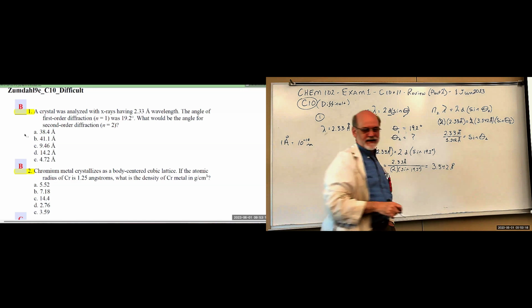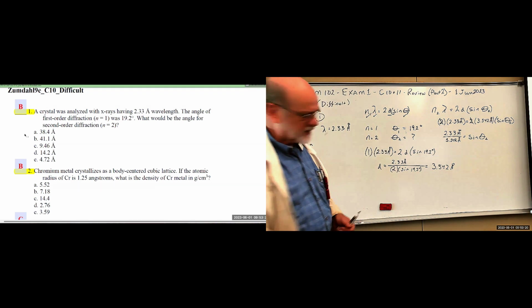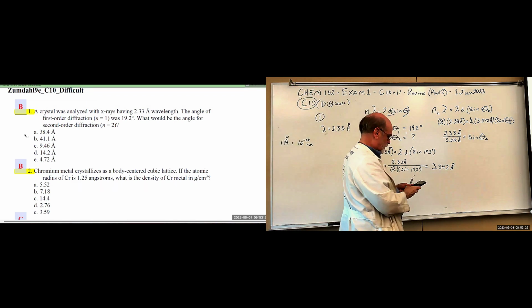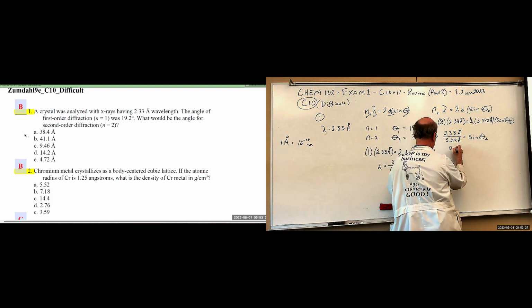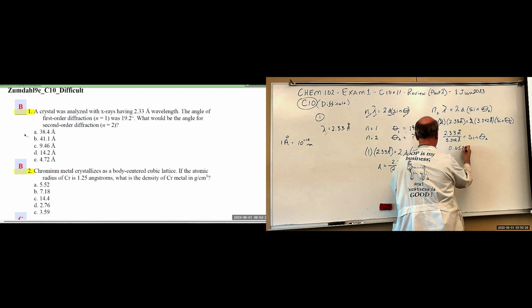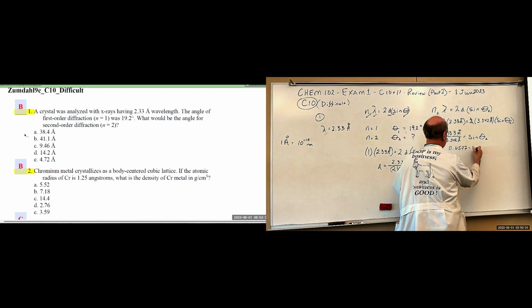Okay, so let's see what that value is. I still got that number in my calculator. 2.33, and then divide that into it. So this is 0.6577 equals sine theta 2.